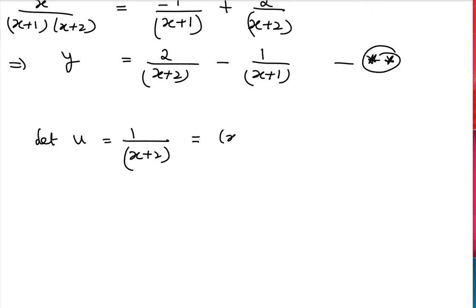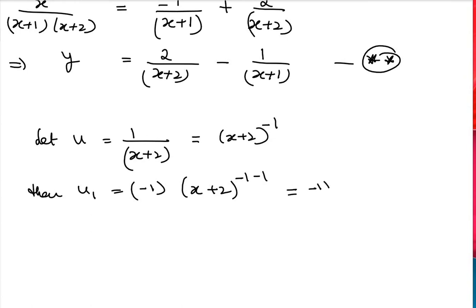This can be written as (x + 2)^(-1). So u1, that is the first derivative, will be -1 into (x + 2)^(-1-1), which is equal to -1 into (x + 2)^(-2). So you have got u1 to be that one. Now next, what is u2?